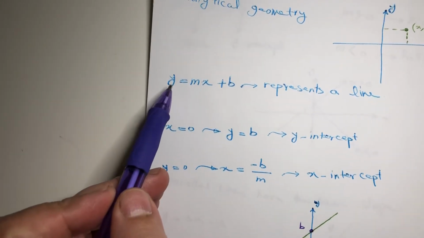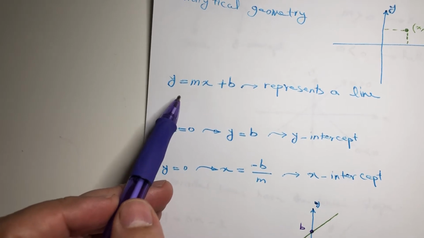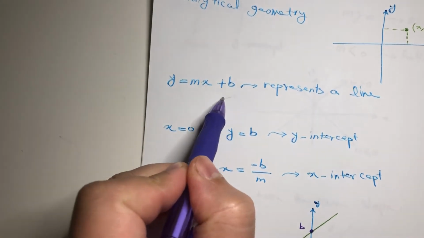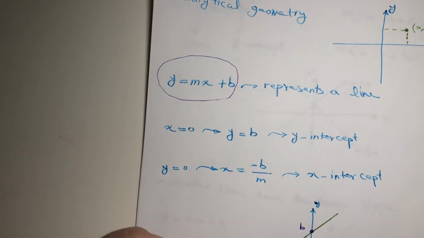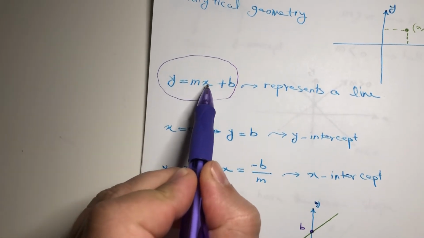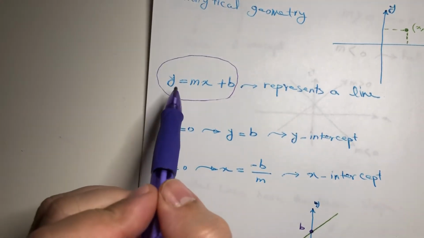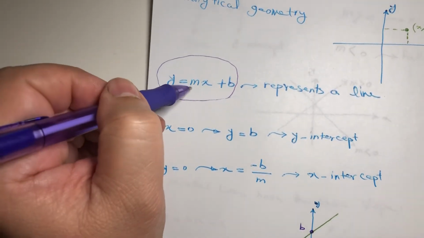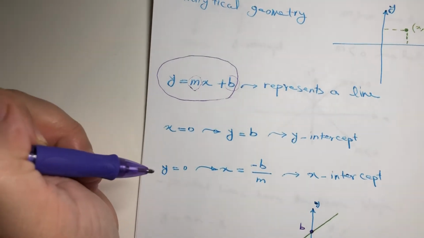Generally, we would like to express any line in this form that you see here: y equals mx plus b. So if any line in any form is given to you, you have to try to find y in terms of x. When you have this, we will explain later that this m is called the slope and this b is called the y-intercept.